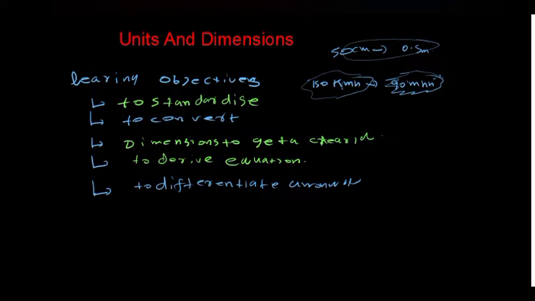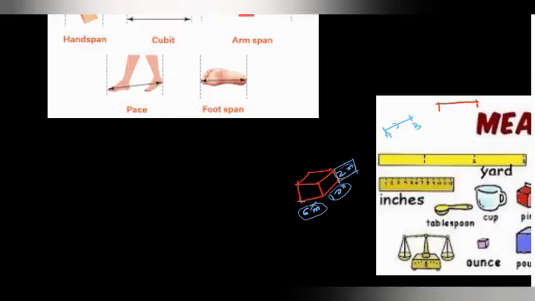Next up is dimensions. Right? So get some clear idea: what is it? Whether it is a length, whether it is a mass, whether it is a time. This is going to be covered in the third video, not in this one, so don't worry. And derive an equation to differentiate among them. So these three things are going to be discussed in the very next third video. So now let's go for units and understanding what the basic units are.